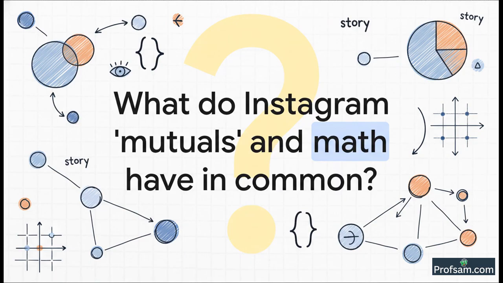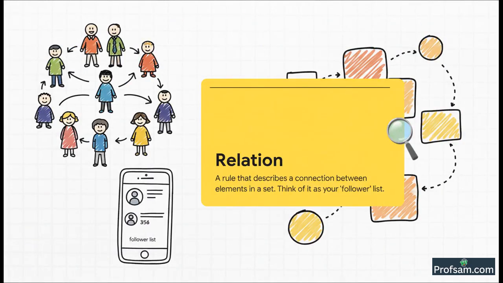The rules that power your favorite apps, they're all built on this one simple idea from math. Let's decode it together. So what even is a mathematical relation? Forget the textbook jargon for a second. It's just a rule that connects things. In the world of Instagram, the set is just all the users on the platform. And a relation could be the rule "is a follower of." So your list of followers? That's a perfect, real-world example of a mathematical relation.